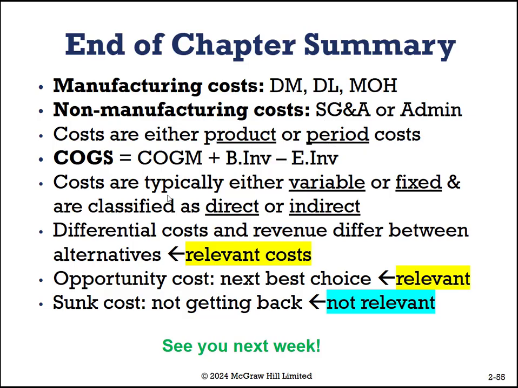We have our in and out, otherwise known as, or rearranged in another way, our cost of goods sold is equal to our beginning inventory plus our cost of goods manufactured minus our ending inventory. Then we looked at cost classifications. Are they variable, fixed, or mixed? And are they going to be either directly tied to the product or not? And we looked at decision making. What's relevant, that's the differential, that's the opportunity cost, and what's not relevant, the sunk costs.